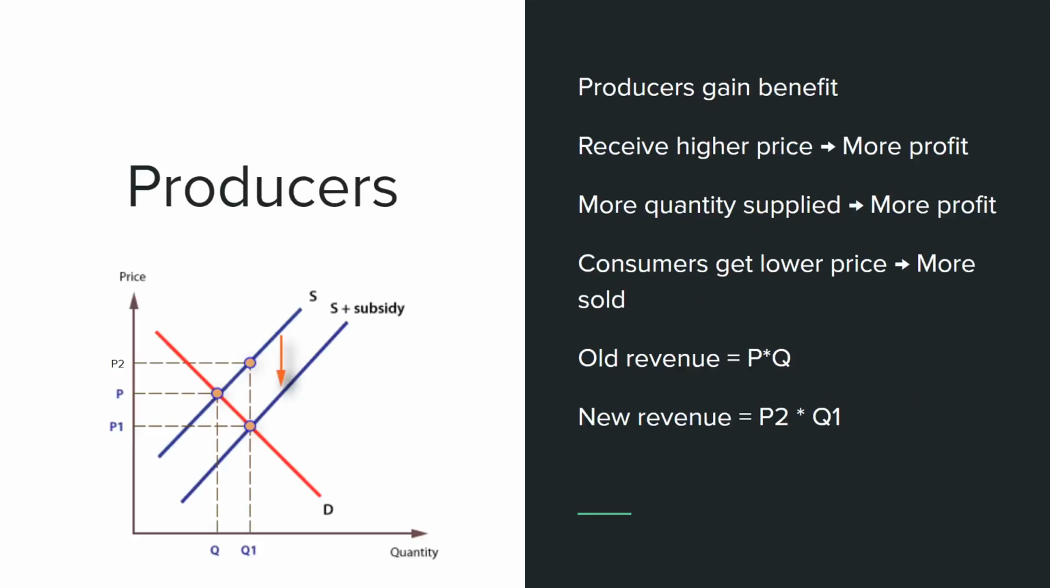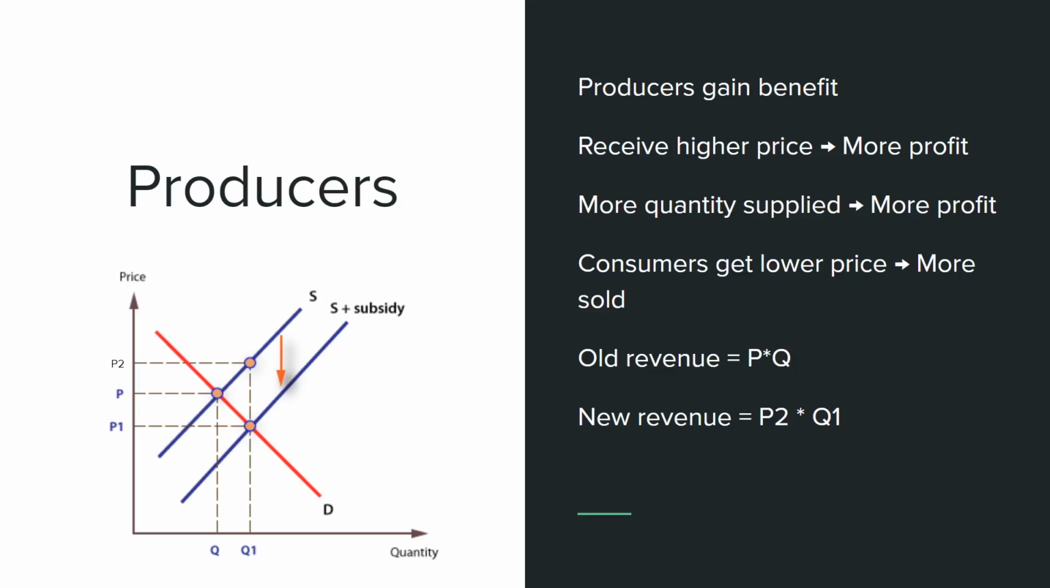The second stakeholder is producers. Producers also gain a benefit. I attached the graph here because it's a little bit easier for us to analyze what the benefit is. So the first is that they receive the higher price, right? Receive the higher price, which means they have more revenue, which means they're most likely going to have more profit because their costs can also be covered by the subsidy.